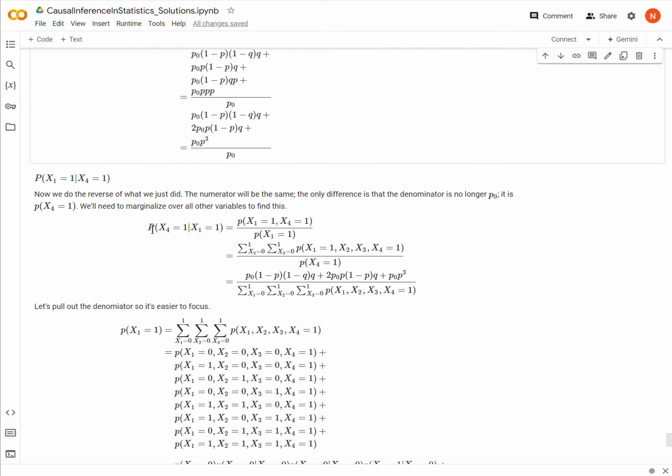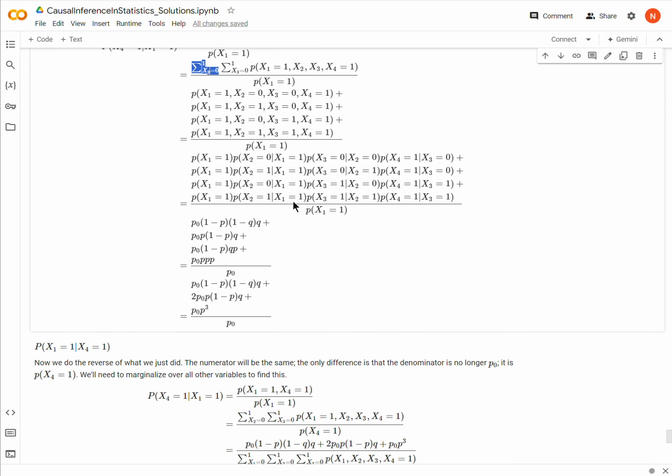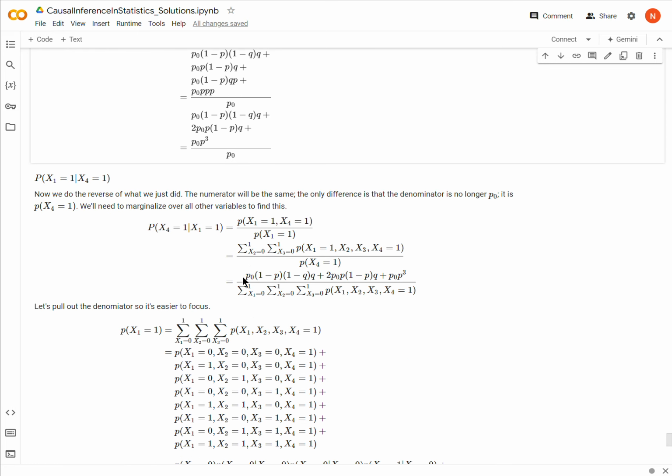Okay, so we first convert it into these joint probability distributions, marginalizing over the variables that are omitted from the expression. Okay, and so this expression right here, we've already found that in the second part. So we won't find that again. I'm just copying and pasting it. But now the denominator is no longer a simple expression of P naught. It's the probability that x4 equals 1.